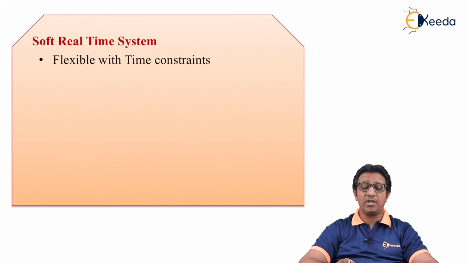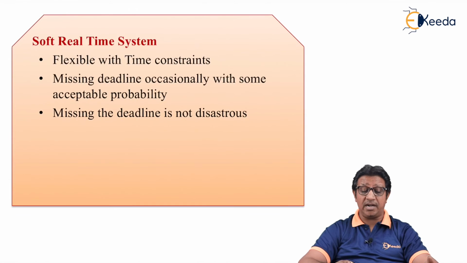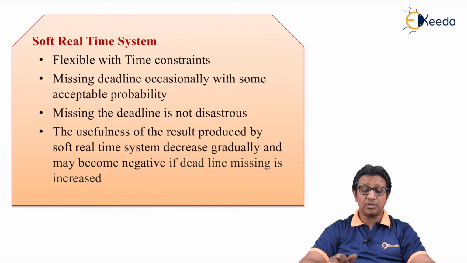Next is soft real-time systems. As I've told you, these soft real-time systems are not critical with time. They are soft or flexible with the time constraints. So missing the deadlines is acceptable. If there is some delay, it is acceptable, but it shouldn't always be missing the deadline. Missing the deadlines cannot be as disastrous as compared to a hard real-time system.